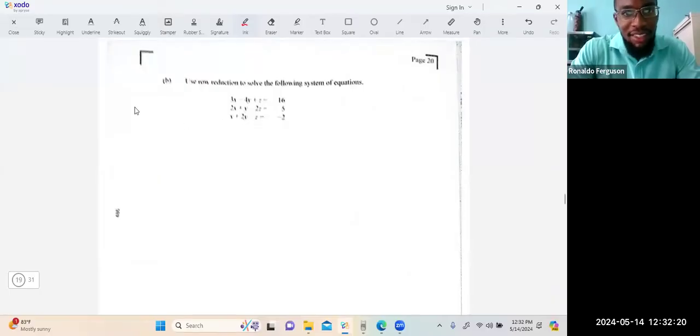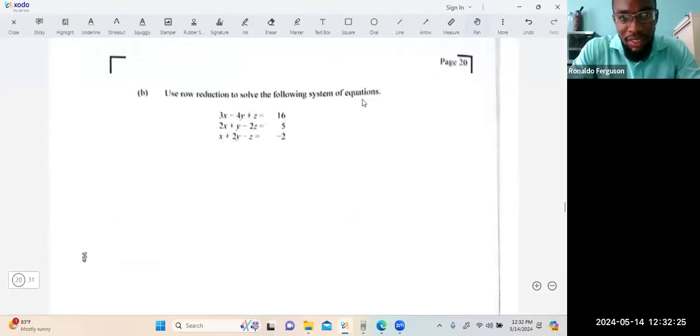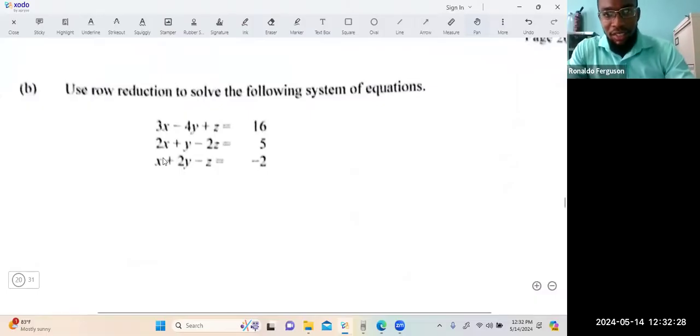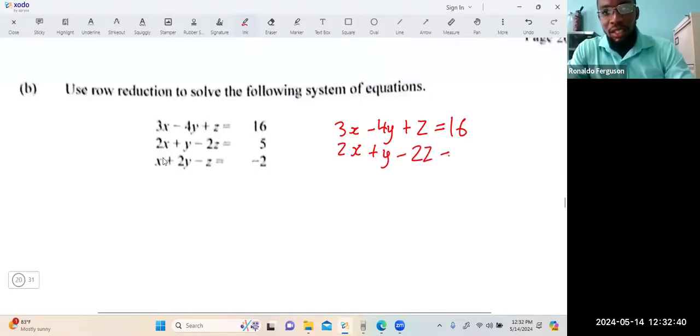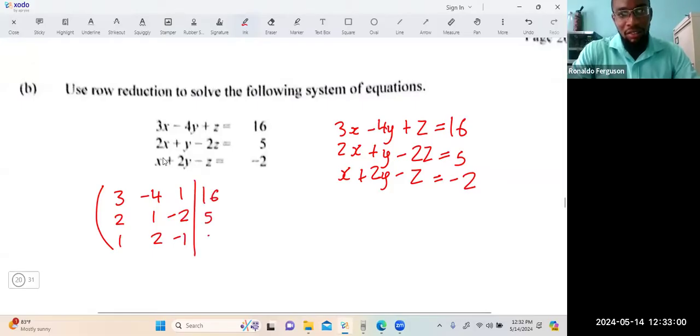I absolutely cannot see this page. Oh, this is better. All right, so let's write it over so you can see: 3x minus 4y plus z equals 16, 2x plus y minus 2z equals 5, x plus 2y minus z equals negative 2. So using row reduction, 3 minus 4, 1, 2, 1 minus 2, 1, 2 minus 1, augment 16, 5 minus 2.